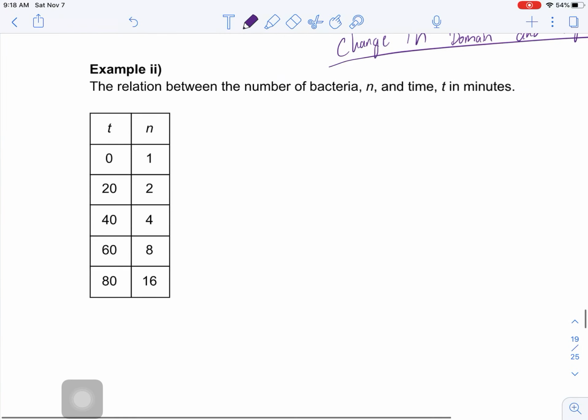Let's go to example two here. So it's the same idea. This table shows us the relation between the number of bacteria and time in minutes. Again, time here should actually have a little minute here, and this should be representing bacteria. That's why we should always have proper units listed. Now my time is on the left-hand side, so this is my independent variable.